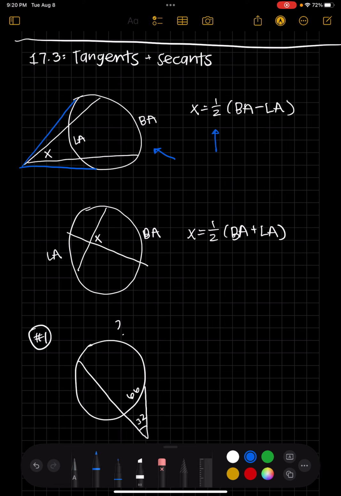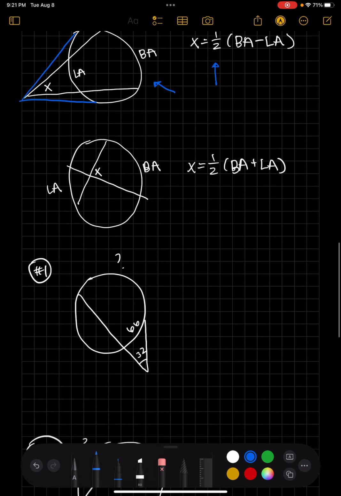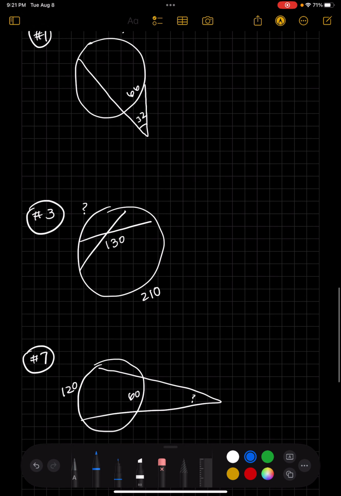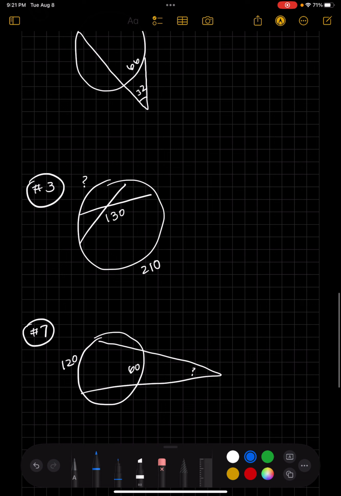And then a similar formula for the next one, but this one, instead of having an angle on the outside, you just have an angle on the inside. And the angle on the inside, x, has to be equal to 1/2 big arc plus little arc. These are the only two formulas you're going to have to use in this self-check. We're going to go through these examples 1 and 3, but I wanted to actually start with 7 because this one is actually the easier one.